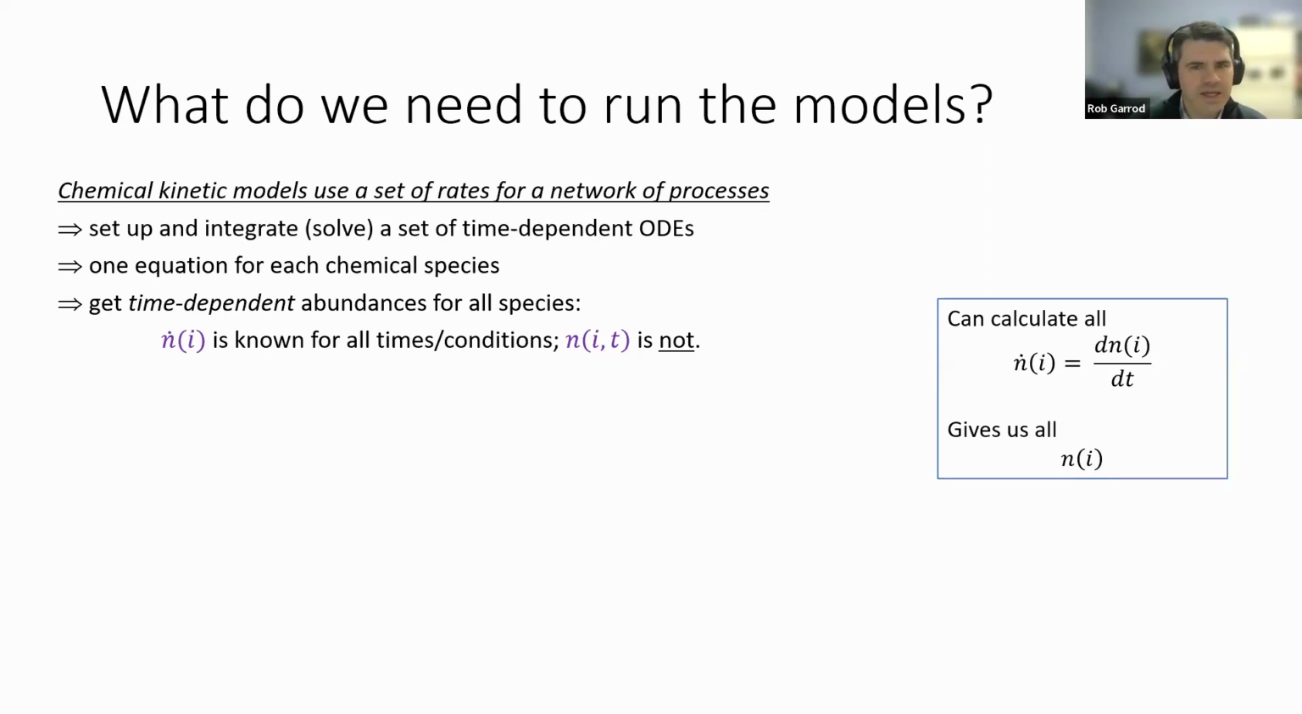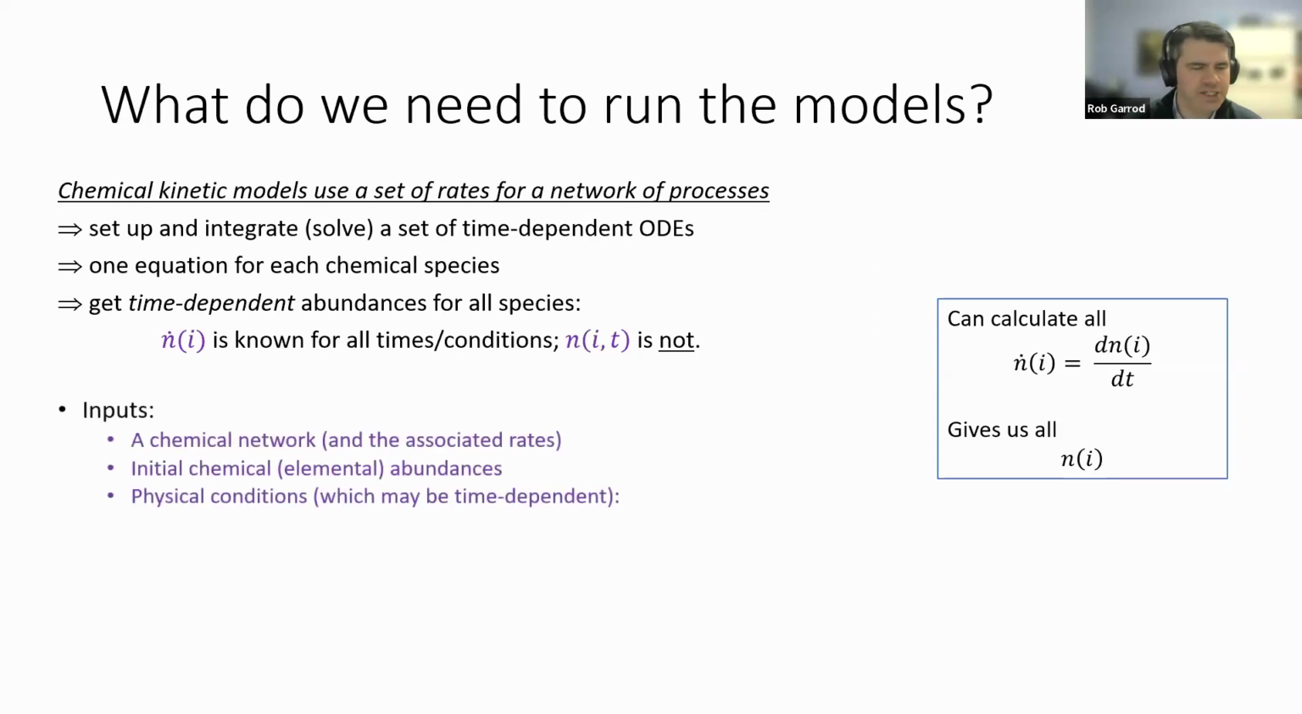What we don't know is what the actual abundances are at some projected point in time. Okay, and so that's what we're actually solving. We are integrating dn by dt as a function of time for all of these species simultaneously, so that we get the abundances or concentrations n of all of those species.